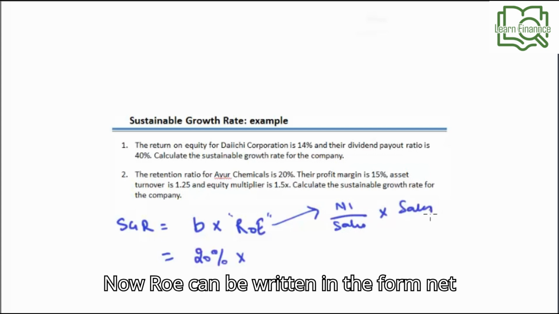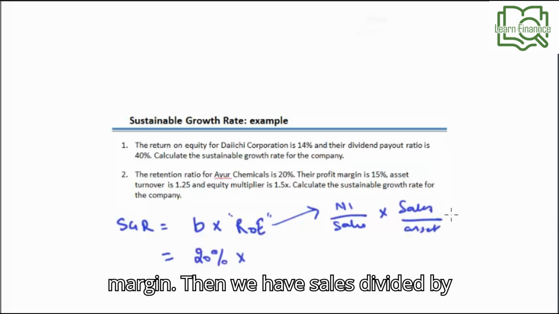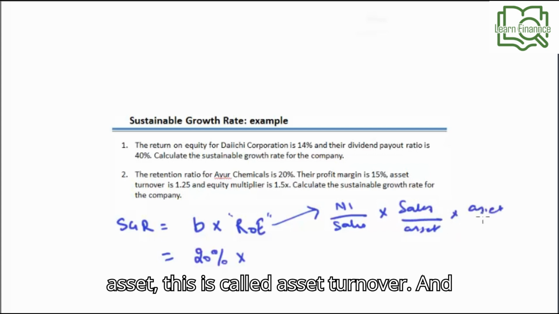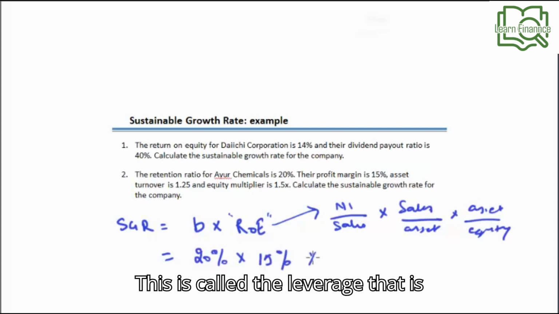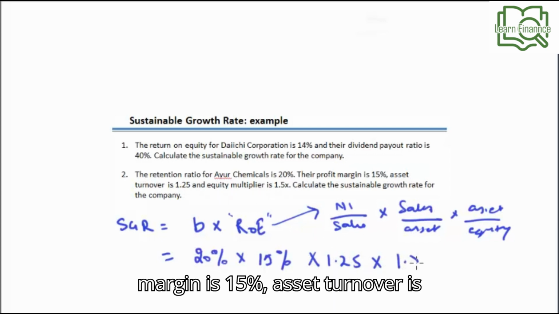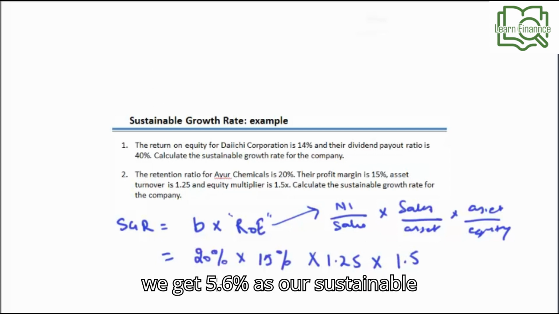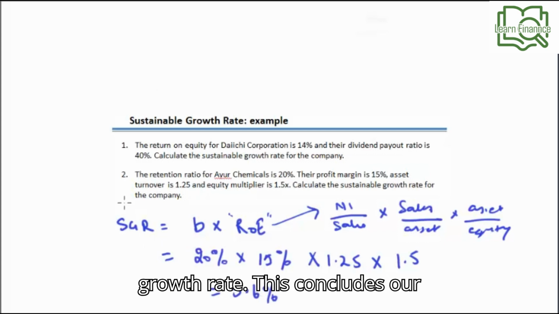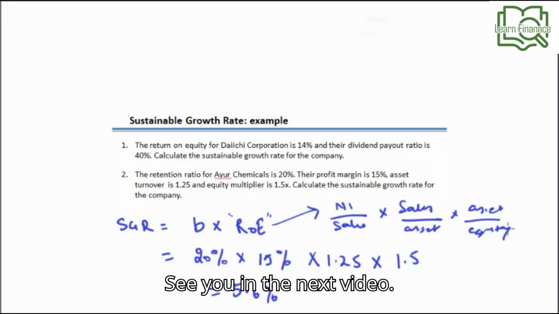Now, ROE can be written in the form net income divided by sales. This is called margin. Then we have sales divided by assets. This is called asset turnover. And then we have assets divided by equity. This is called the leverage, that is the equity multiplier. We are given profit margin is 15%, asset turnover is 1.25, and equity multiplier is 1.5. So, we get 5.6% as our sustainable growth rate. This concludes our discussion on sustainable growth rate. See you in the next video.